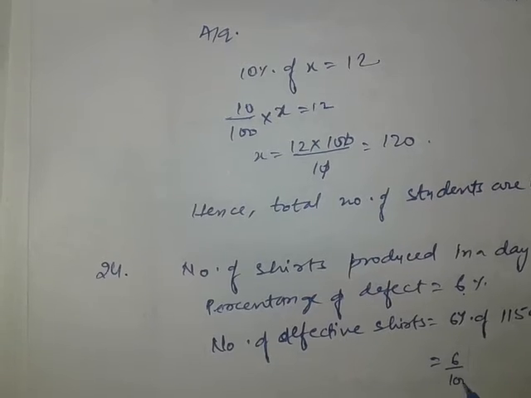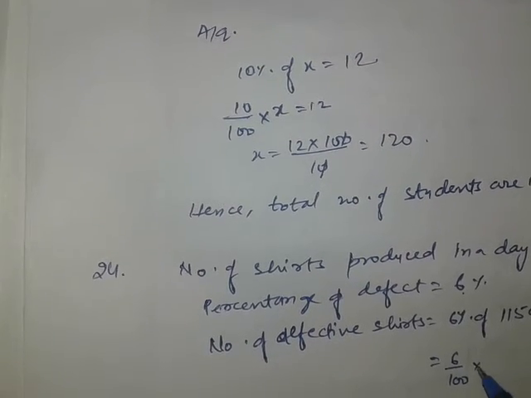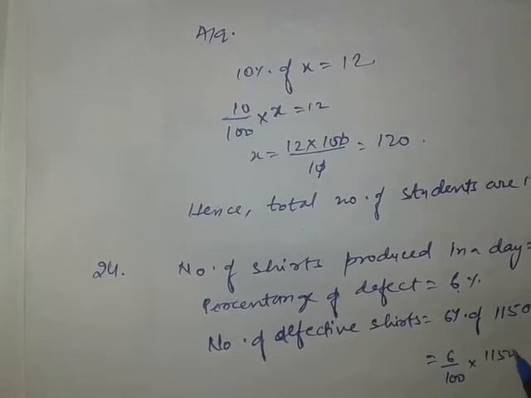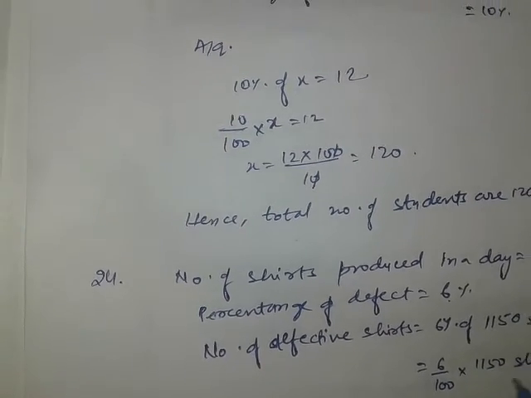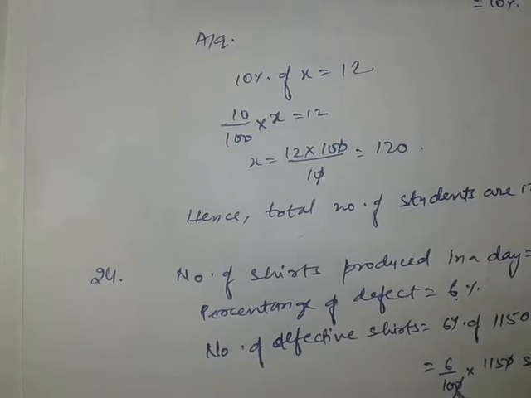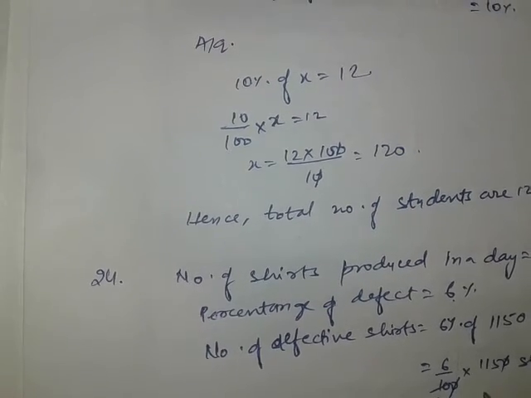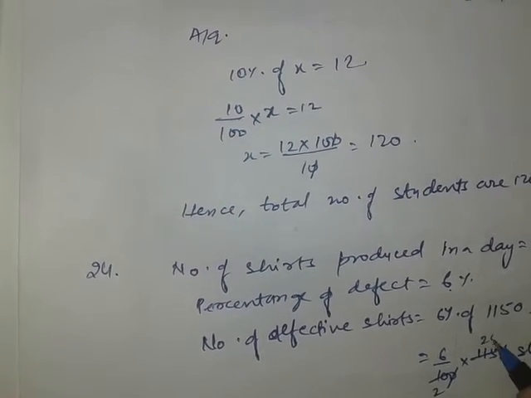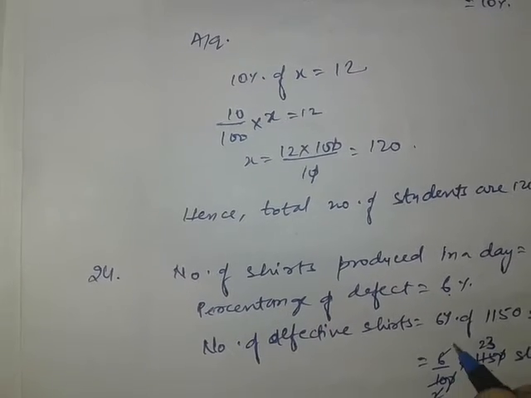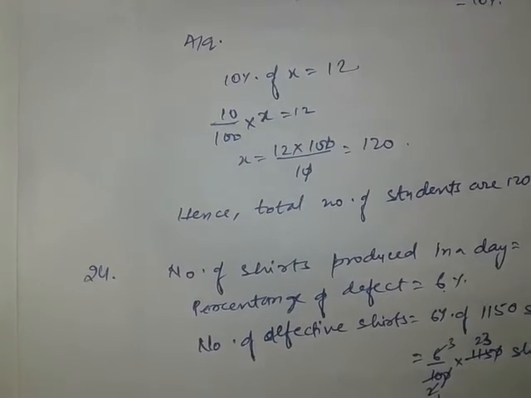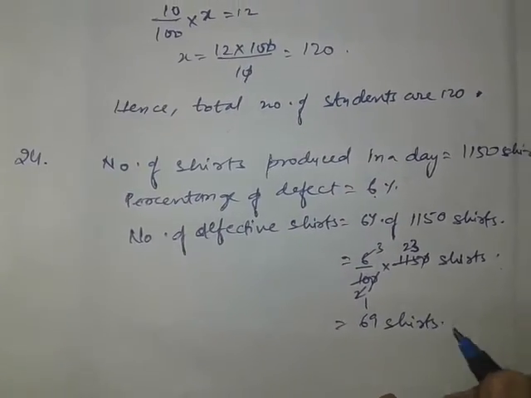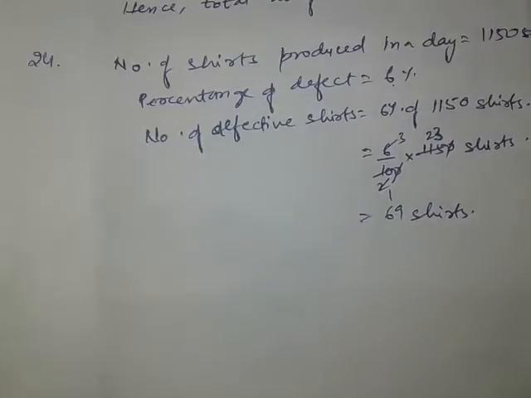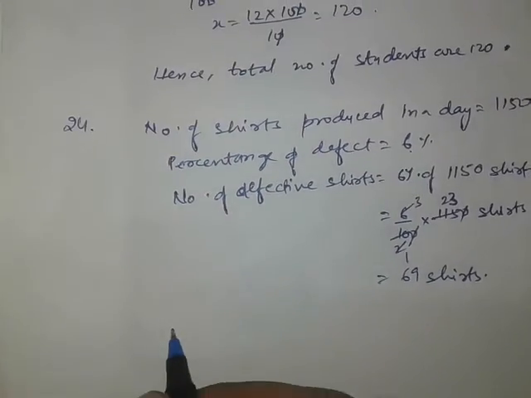As we go ahead in the exercise, we change the percentage into a fraction: 6/100 of 1150 shirts. Now first of all we cancel 0 and 0. 5 twos are 10, 5 threes are 15, 2 ones are 2, 3 threes are 9, and 3 twos are 6, which gives 69 shirts. So these are the defective shirts. This is not the answer. We have to find the good shirts.